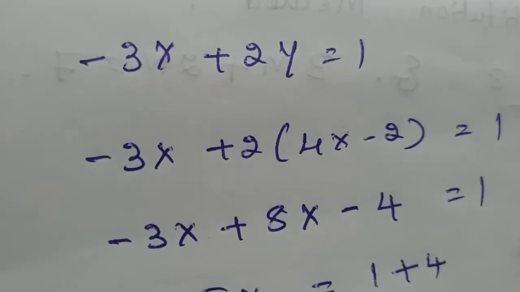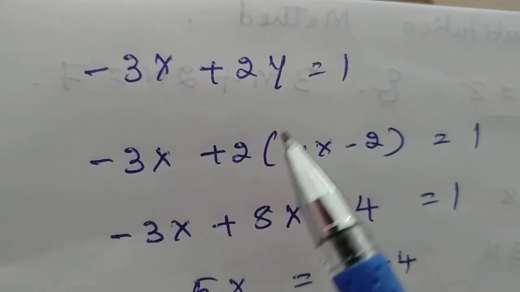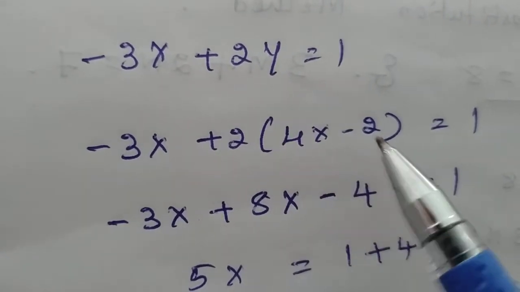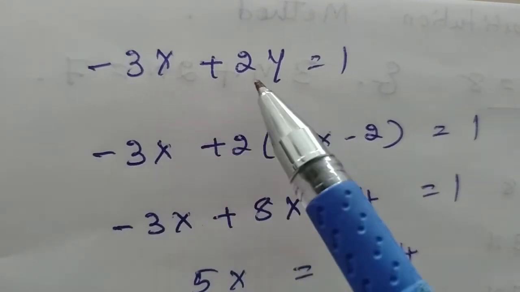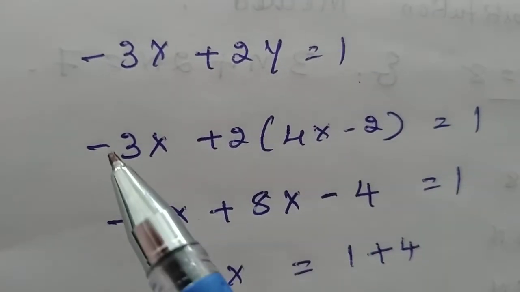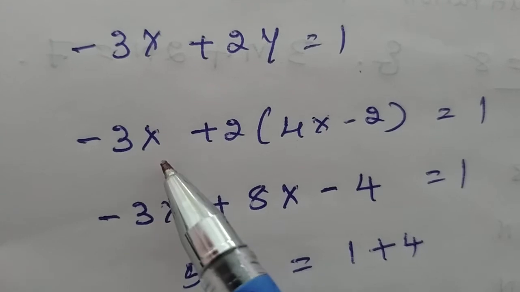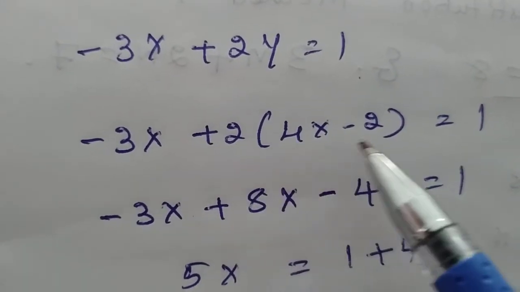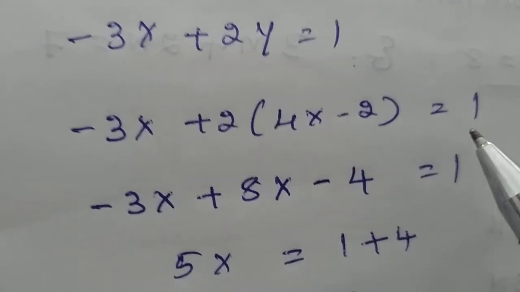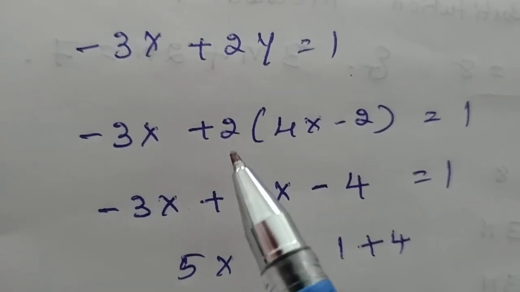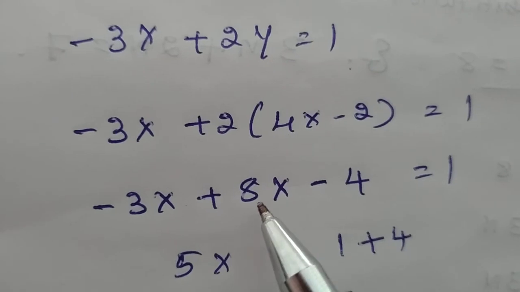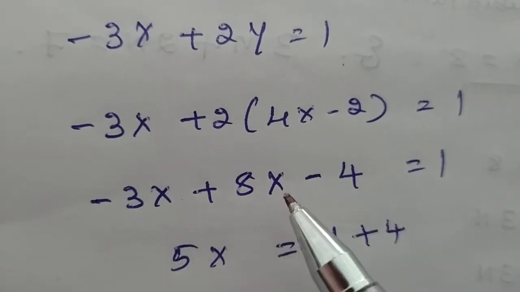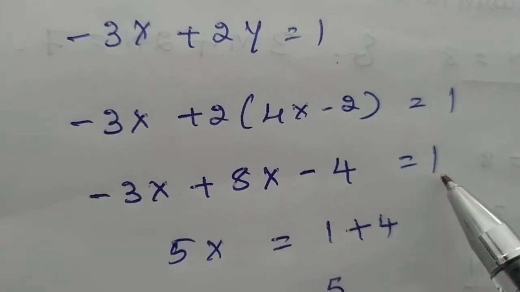Let us substitute the value of y here. What is the value of y? 4x minus 2. So minus 3x plus 2y is equal to 1. Minus 3x, we don't know the value of x. We know the value of y, 4x minus 2. Then we'll expand. 2 into 4x is 8x. 2 into 2 is 4. Minus 3x plus 8x minus 4 is equal to 1.